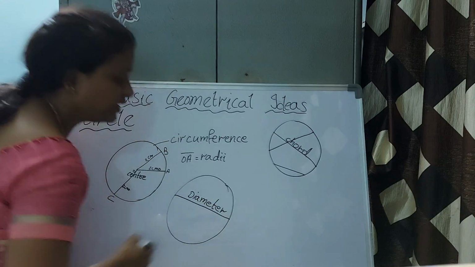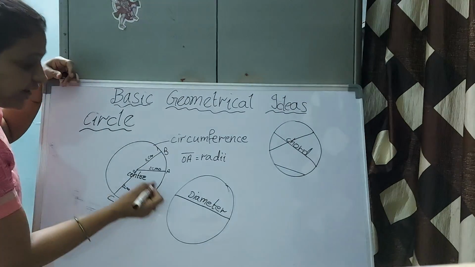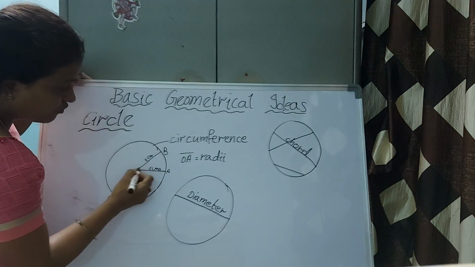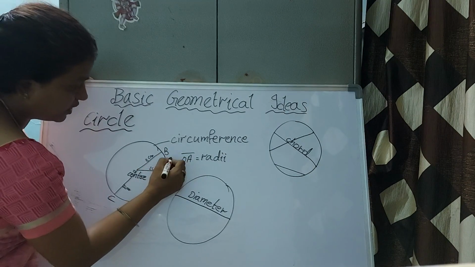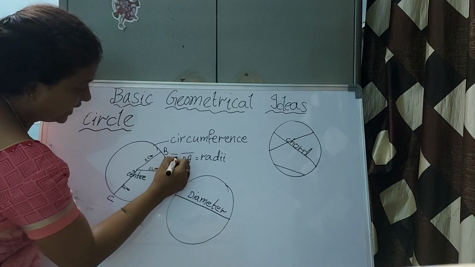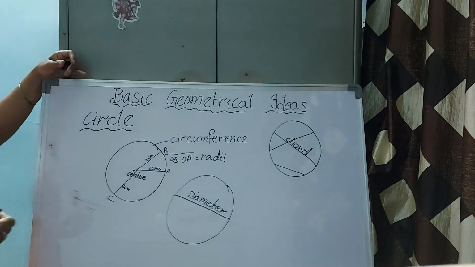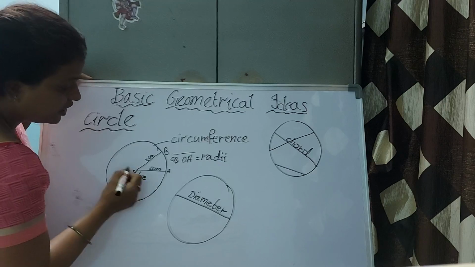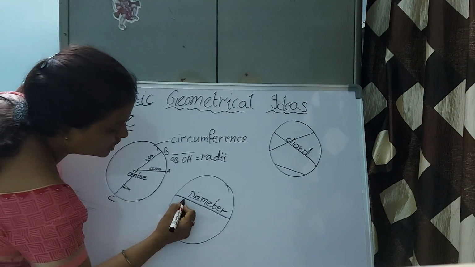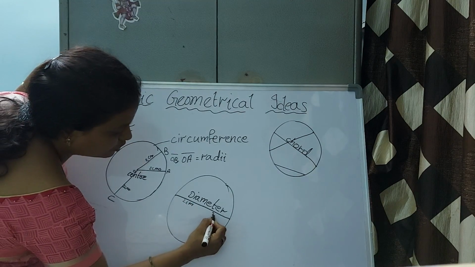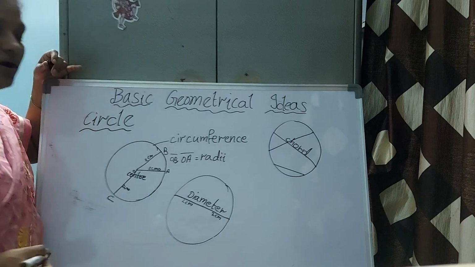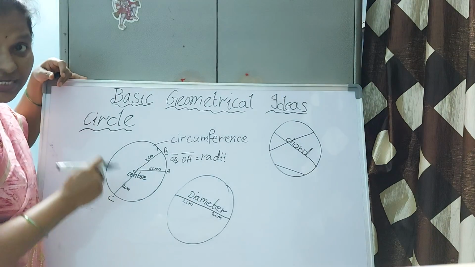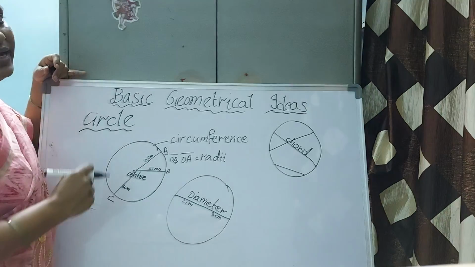See, this diameter is always twice this radius. OA, OB, these are all radii. Radii is the plural form, radius is singular. If you take 2 radii, 2 centimeters plus 2 centimeters, and add them, you will get the diameter. That means diameter is twice the radius.